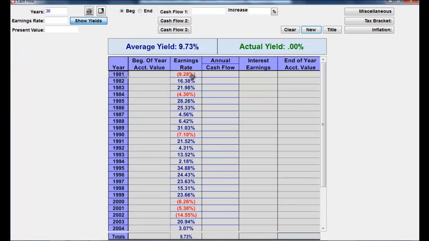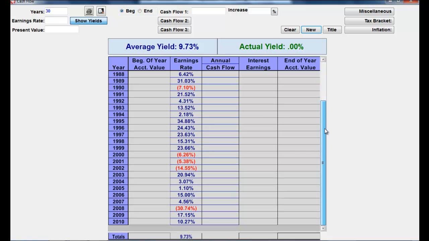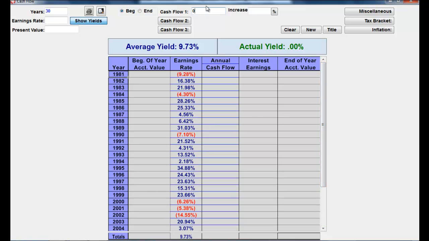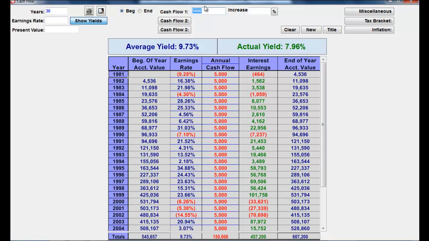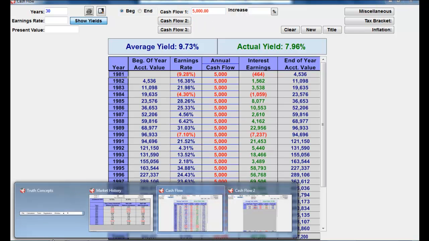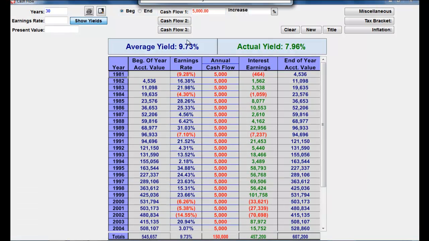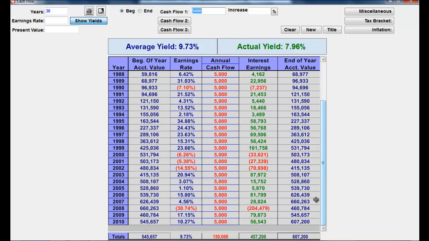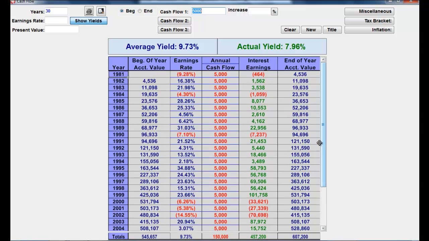So take into consideration that the market has negative returns. Let's put in $5,000 a year and see what we wind up with. All right, we wind up with 7.96 instead of an average yield of 9.73. Okay, so let's do the math to ensure that this is accurate. So 5,000 in, you wind up with $607,200 at the end of 30 years.